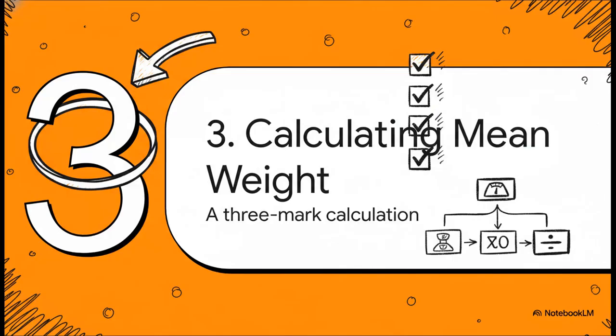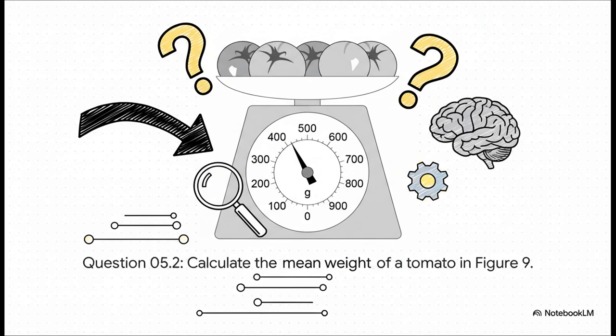Okay, let's move on and see how the challenge ramps up a bit. We're now looking at a 3-mark calculation. And remember, for a question like this, the final number you write down is only part of the story. The marks are given for your method, for your steps. Showing your working isn't just a good habit, it's absolutely essential. So the question gives us this picture of 5 tomatoes on a scale. Our first job, always, is to be a bit of a detective and just pull out the data.